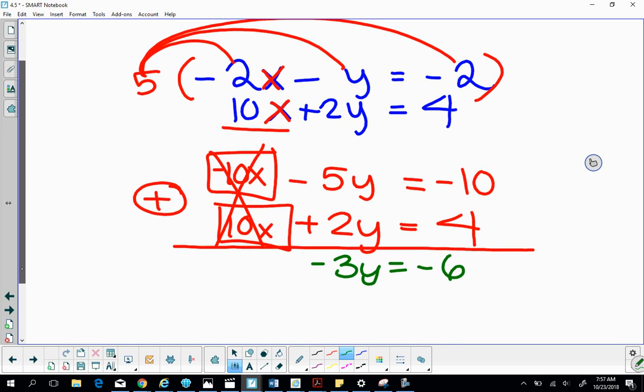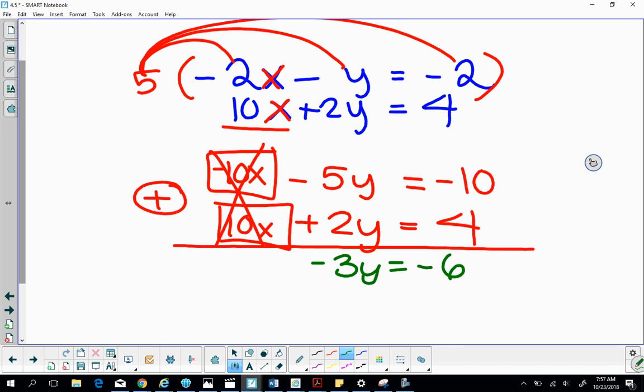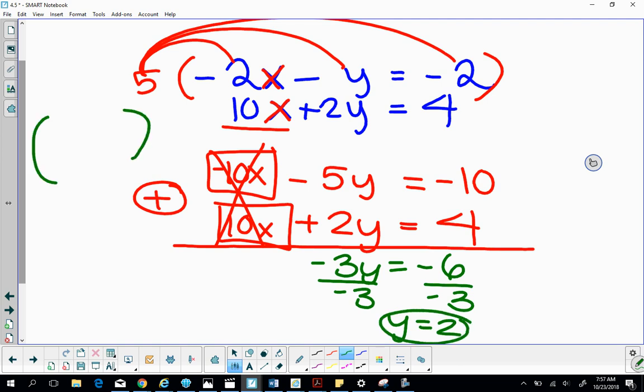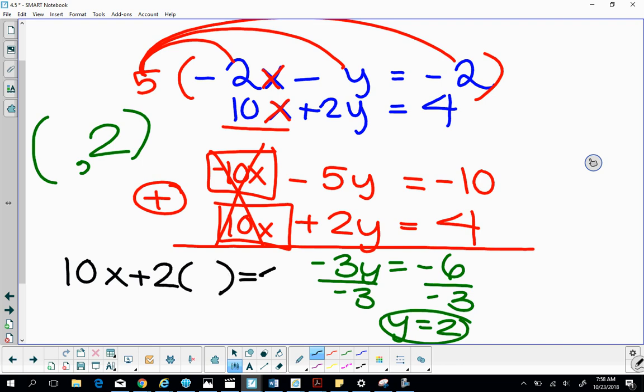Then, to get y by itself, what do you have to do? Divide by negative 3. And you end up getting y equals 2. So you know your y coordinate in your answer is automatically going to be 2. To get your x, does it matter which one you plug it into? No, I'm going to plug it into the second one, because why not? But if you plugged it in the first one, it wouldn't really matter. You get the same answer.